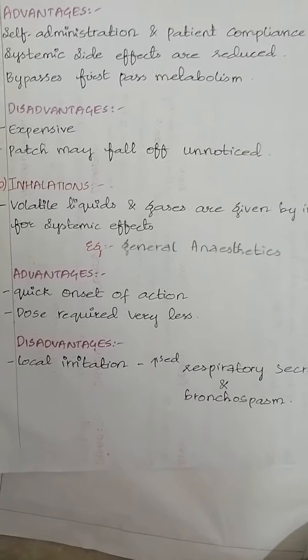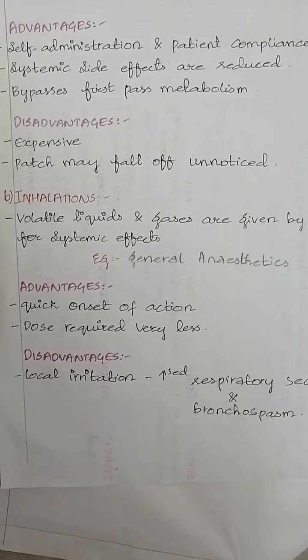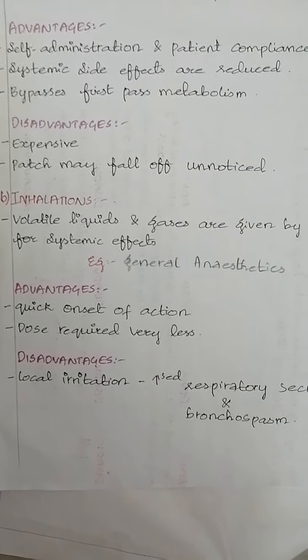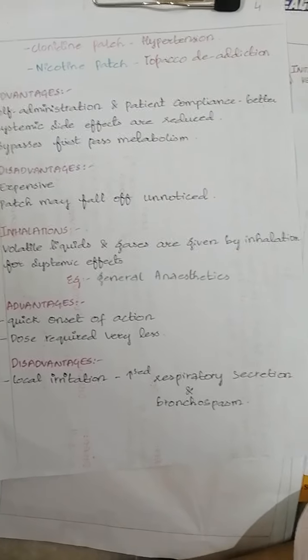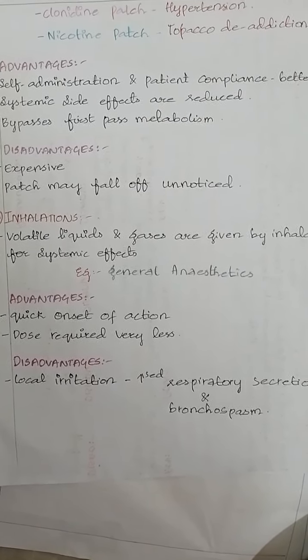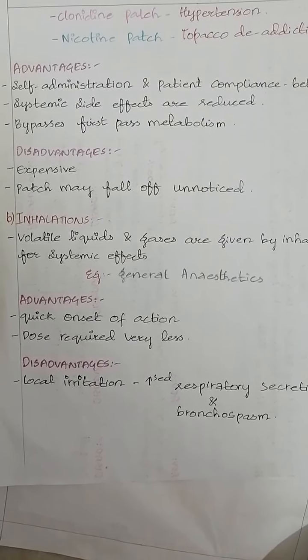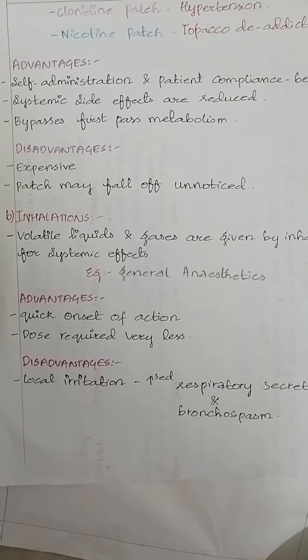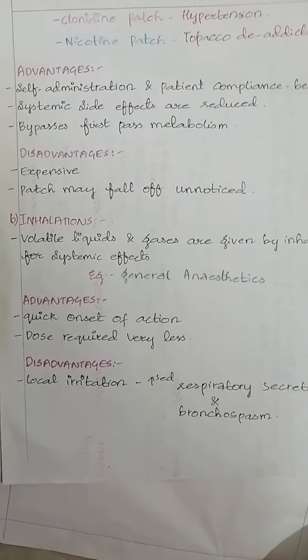Next, coming to the inhalations. We discussed transdermal. Next is inhalations. Volatile liquids and gases are given by inhalation for systemic effects. Example is general anesthetics. Advantages of inhalations are quick onset of action, and the dose required is very less.